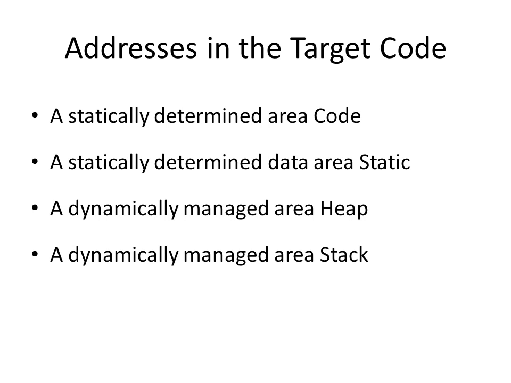The addresses in the target code will be a statically determined code area, a statically determined data area static, a dynamically managed area heap, and a dynamically managed area stack. So these are the four types of addresses in the target code.